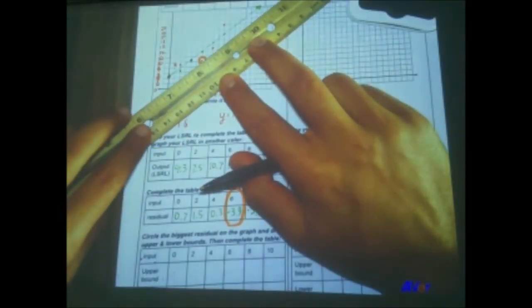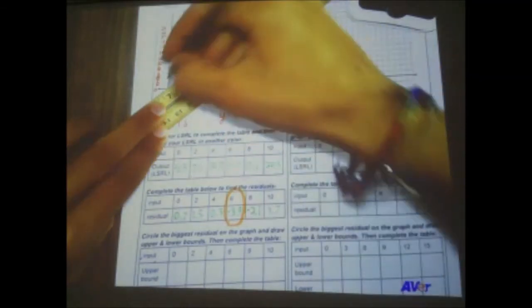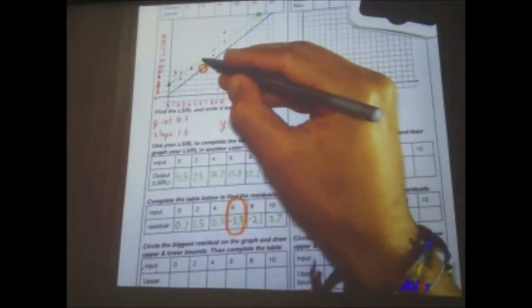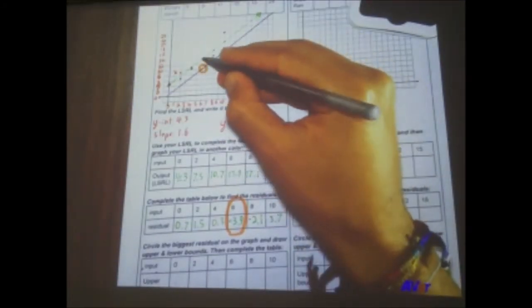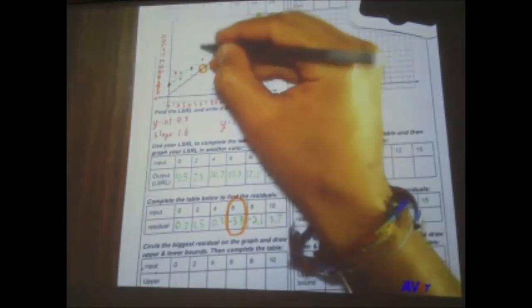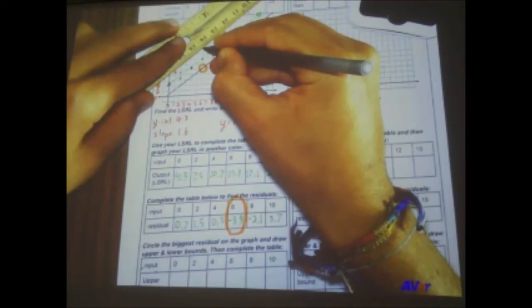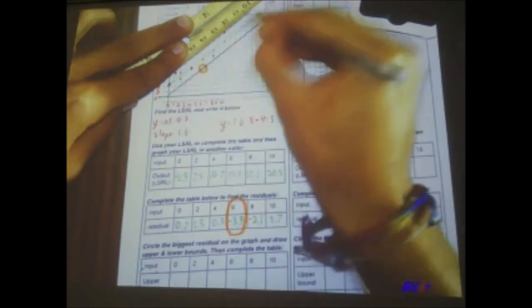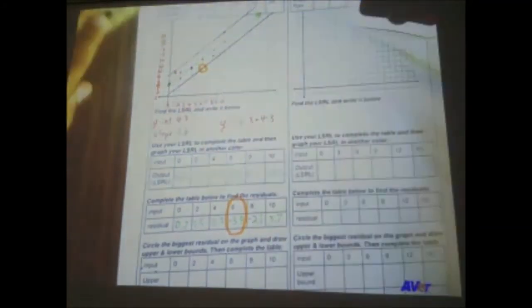And then I'm going to draw a line that goes through that point. And that's going to be my lower bound. So I take my ruler and draw a perfectly parallel line through that point. Right there. And that's my lower bound. And then I'm going to do the same thing, the same distance, but above it. So I see this is about 2 squares, so I'm going to have a ruler about 2 squares above it as well. And that should be about right there. And that's my upper bound.